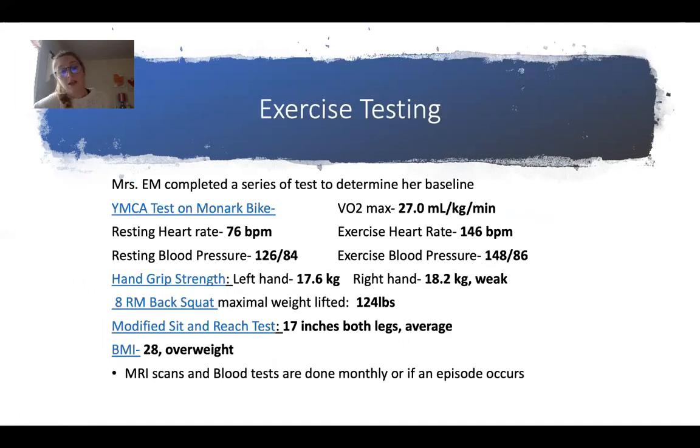For her exercise testing, to get her baseline, we did a YMCA test on the Monarch bike because it is a stationary test and is better for her to prevent injury if she gets fatigued. Her VO2 max was on the lower side, but not really bad, and she had an elevated resting blood pressure. And then we also did a series of strength tests to determine her hand grip strength, her leg strength, and her flexibility, and she seemed to be either weak or on the average side for all of those, and her BMI was 28, so she is overweight.